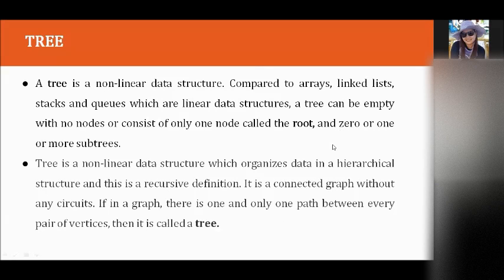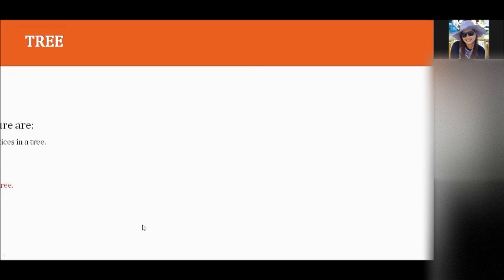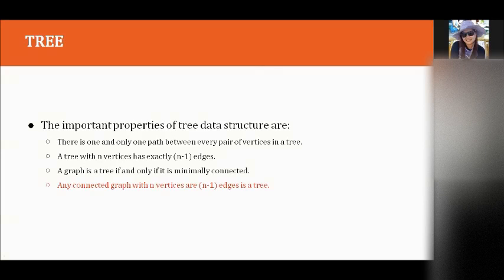So it is connected with a graph without any circuits. If within a graph, there is one and only one path between every pair of vertices, then it is called a tree. So I'll give you an example. So we have the different properties of tree.